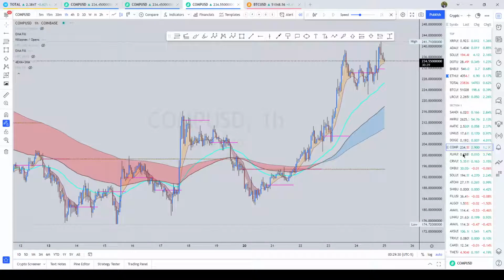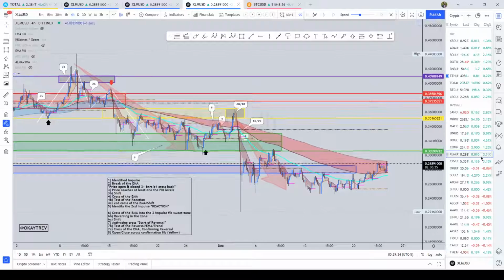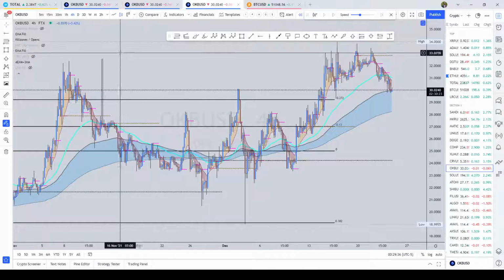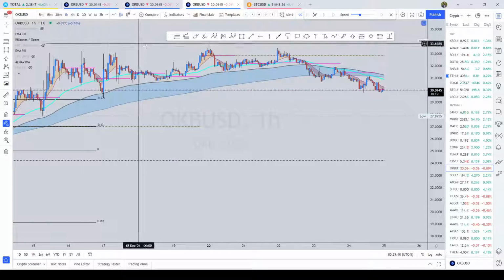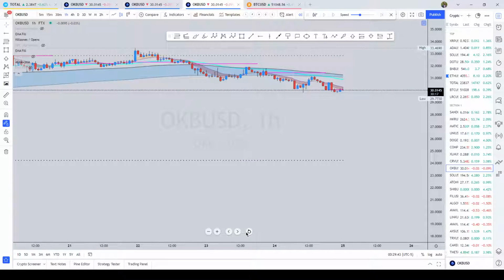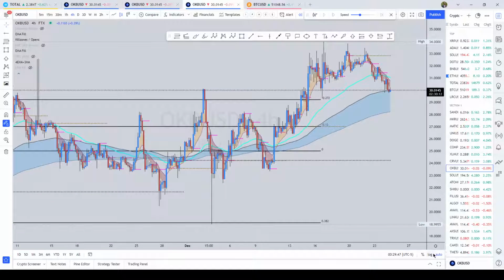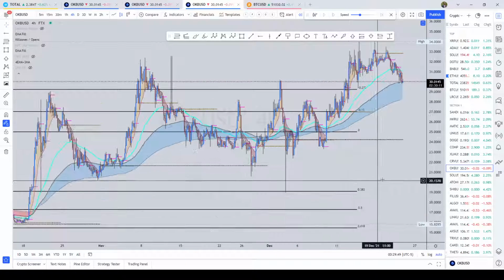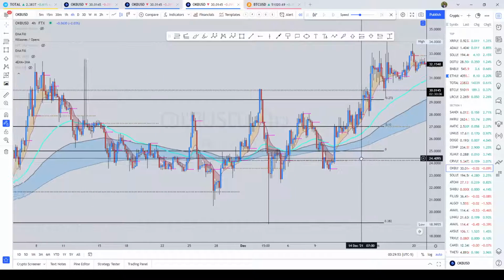Let's continue on to the next setup. XLM I did before, so I started OKB. Oh, the price is just ranging on this pair. This thing actually ranges a lot.